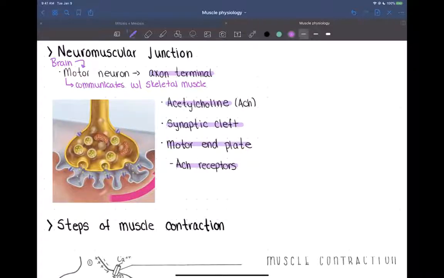On this picture, this yellow bulge here would be the neuron, and it ends in this axon terminal, which has a bulb shape. That's the axon terminal. It's the ending part of the motor neuron. The way that this axon terminal takes an action potential and sends it to the muscle is through the neurotransmitter acetylcholine. Let's talk through the process of how this happens.